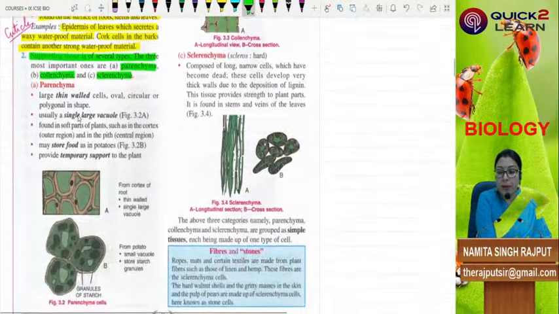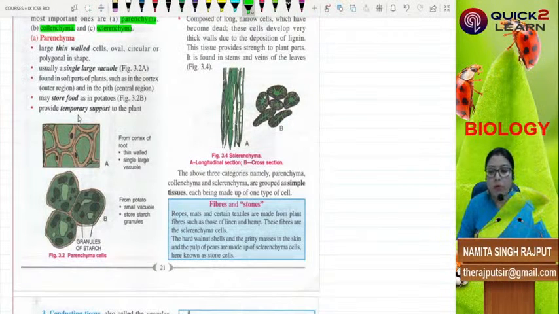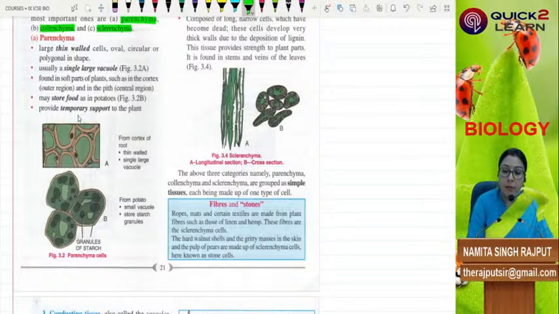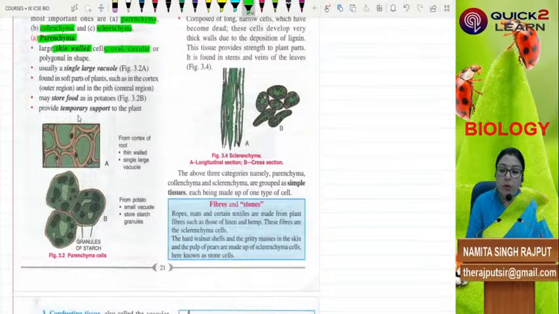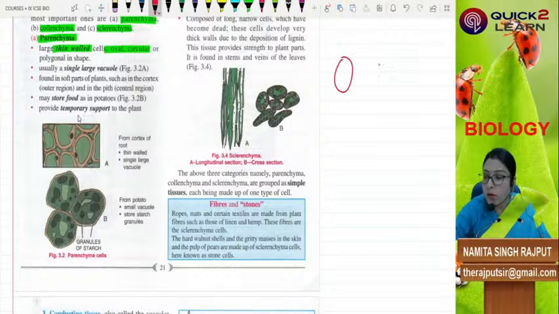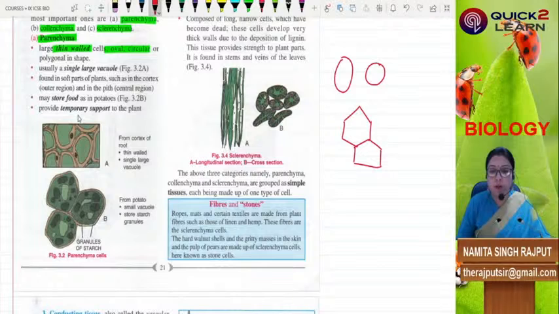Now first is parenchyma. You must remember their names, don't get confused: parenchyma, collenchyma, sclerenchyma. Number 1 we are going to study parenchyma. Parenchyma are large thin-walled cells, oval or circular or polygonal in shape. That means their shapes can be oval, circular or polygonal. They can be hexagonal or pentagon shaped or any other polygon shape.